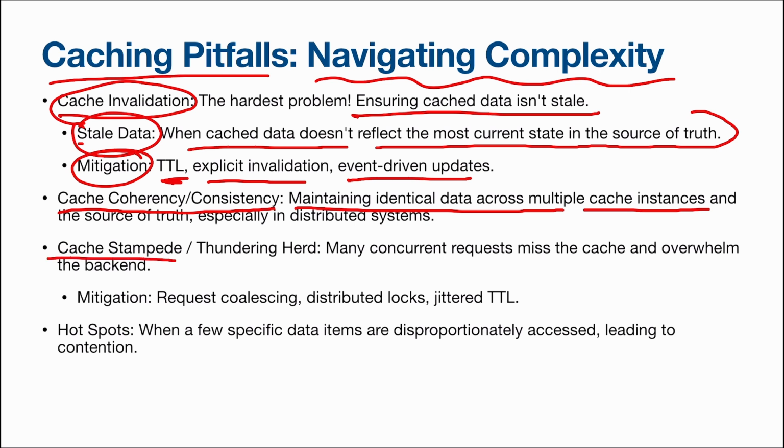Then cache stampede or thundering herd problem. Let's say many concurrent requests miss the cache and they overwhelm the backend. As you can see, the cache is generally stored in memory, and memory is expensive, so cache will always have much less capacity generally compared to our storage solution.